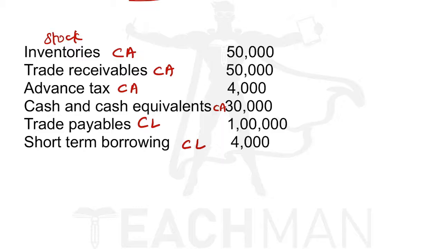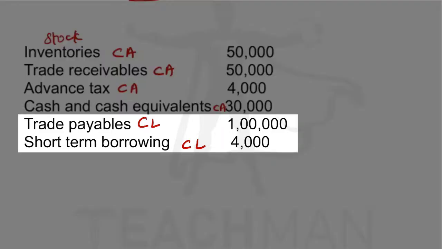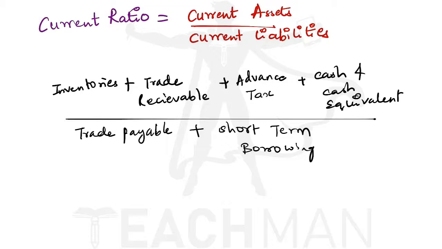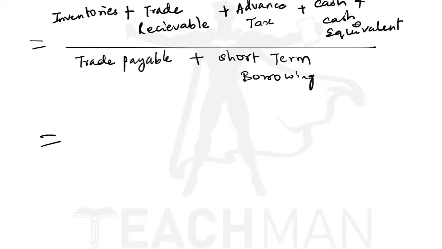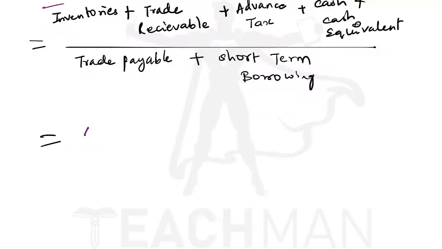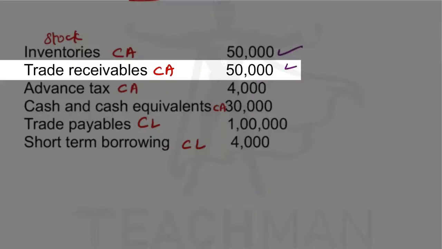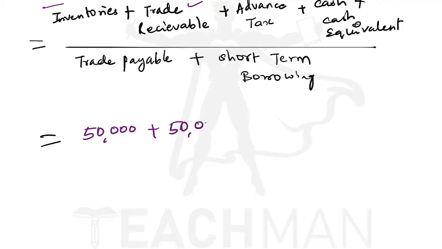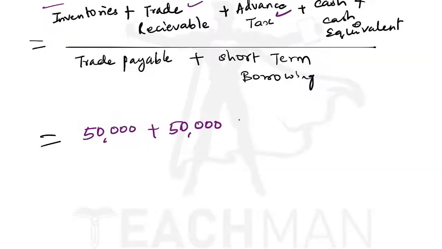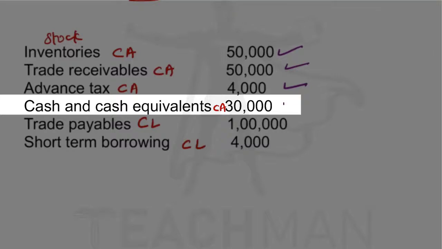Then what are our current liabilities? Current liabilities are trade payables and short-term borrowings. Trade payable plus short-term borrowing. Now let us record the amount. First, the value of inventory is 50,000. So 50,000 plus trade receivable is 50,000. Then advance tax is 4,000, plus 4,000, plus cash and cash equivalent is 30,000.